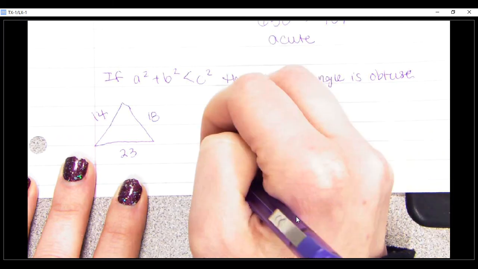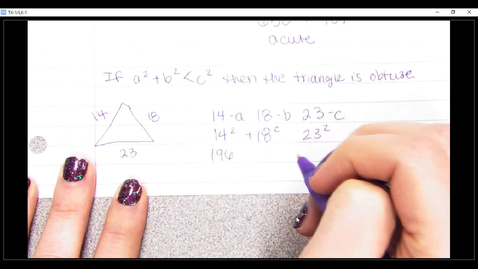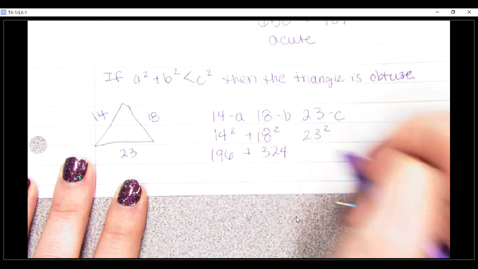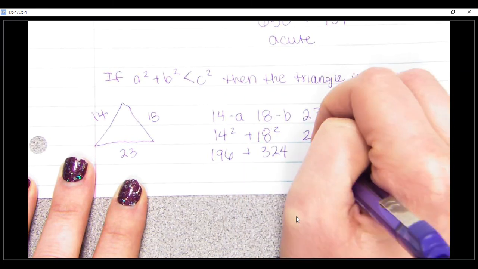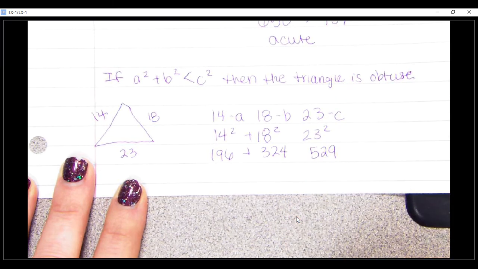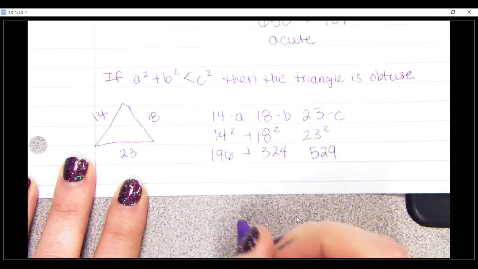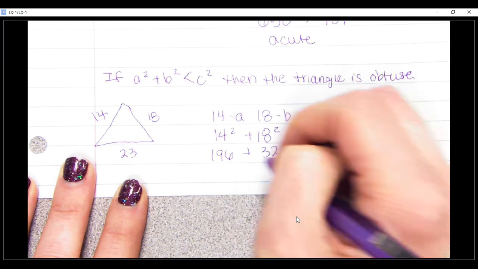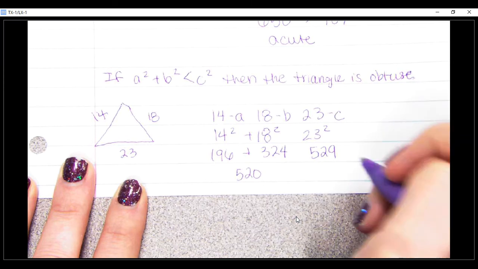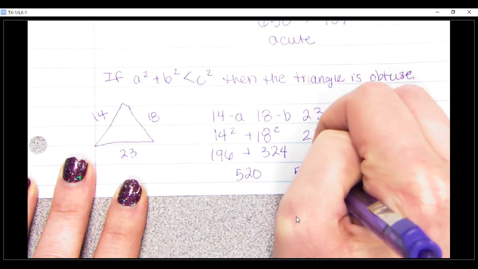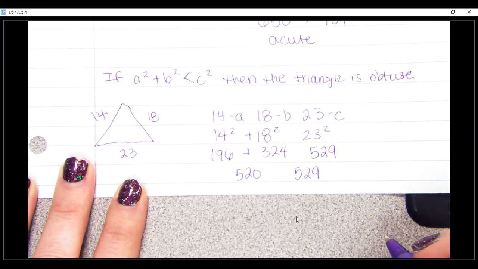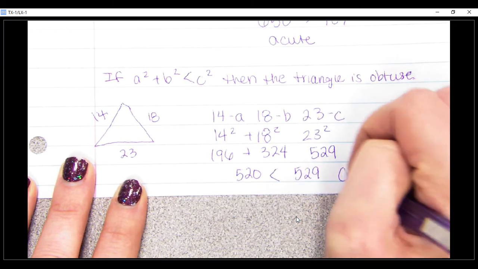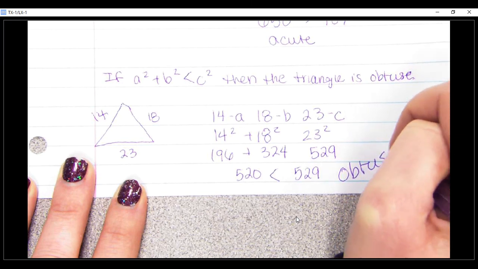14 squared is 196. 18 squared is going to be 324, and 23 squared is 529. If we add our two a and b up together after squaring them, we're going to have 520. And in relationship to our c squared, which is 529, that is less. So that means that this triangle here is obtuse.